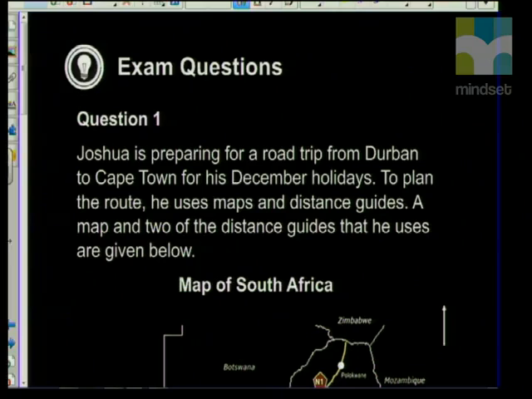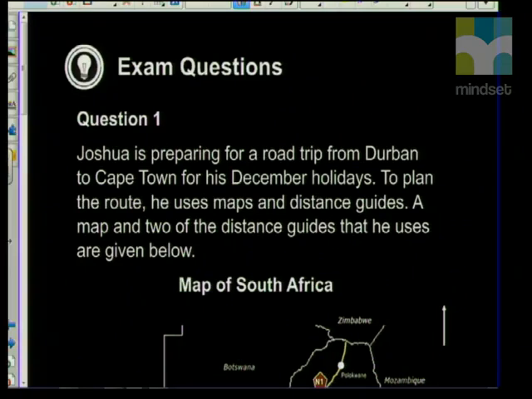Right, so let's go on and let's actually look at some actual examples of questions that you might see in exam time. Right, the first question is linked to a map, and you are asked questions according to this map. So let's read the scenario.